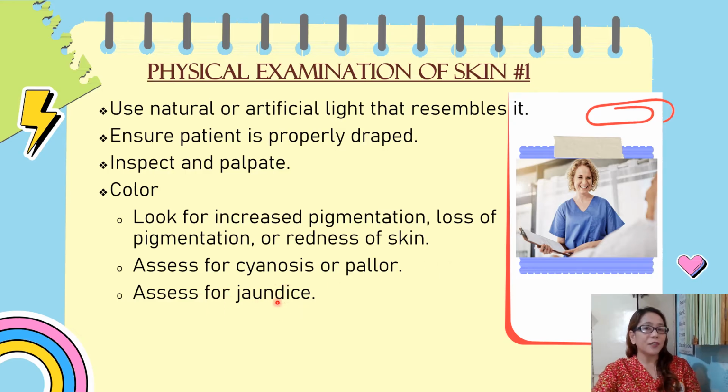Assess for cyanosis, or the bluish color of the skin, which could be a sign of decreased oxygen level or blood flow on that area. Is there pallor or pale? Assess for jaundice, again, the yellowish discoloration of the skin.